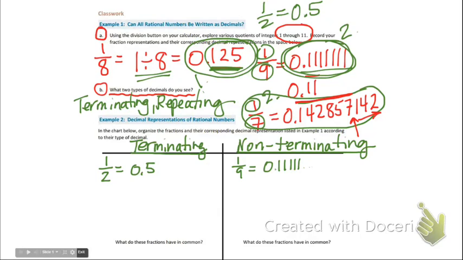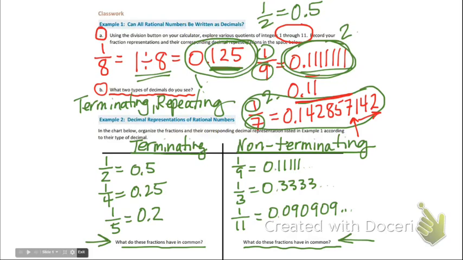Now what I want you to do, after you do let's say 3 or 4 of each, is think about these questions, and write some answers if you want. What do these fractions have in common on this side, the terminating ones? And what do the non-terminating decimals have in common? Here are a few that I included: 1/2, 1/4, and 1/5 on the terminating side, and 1/9, 1/3, 1/11 on the non-terminating side.